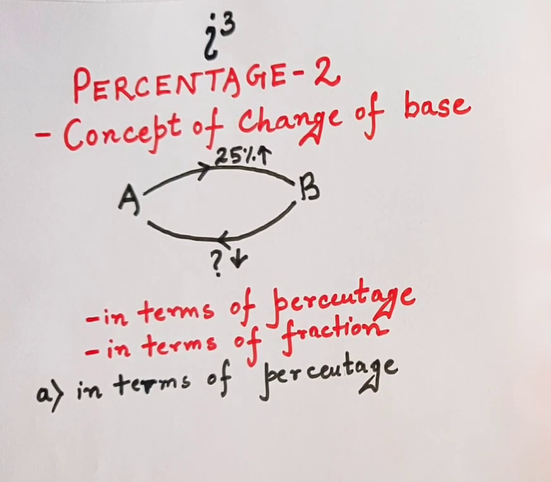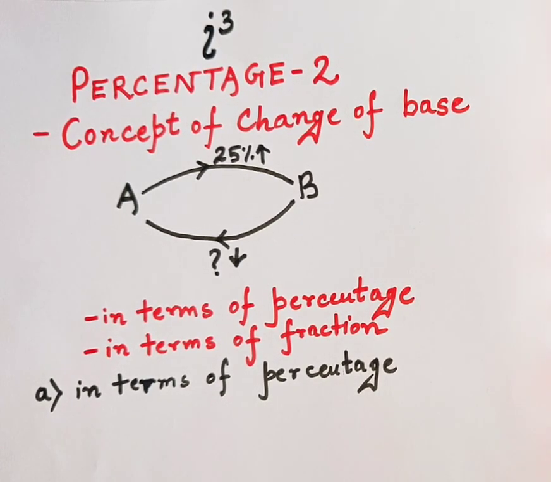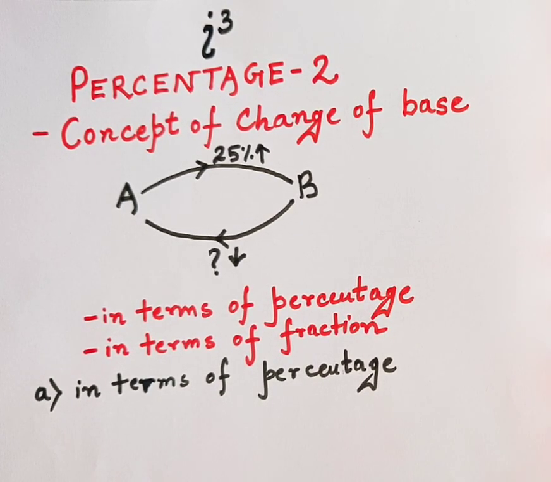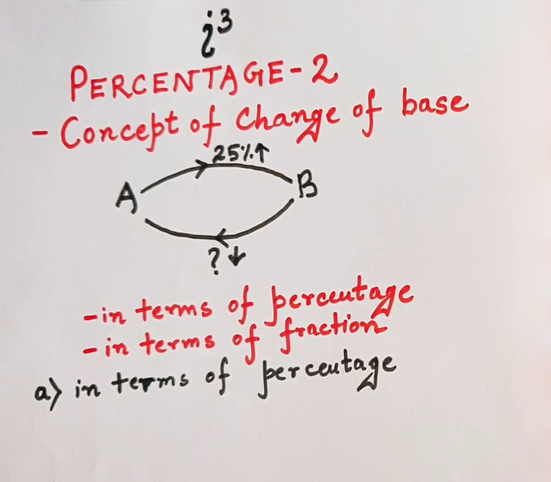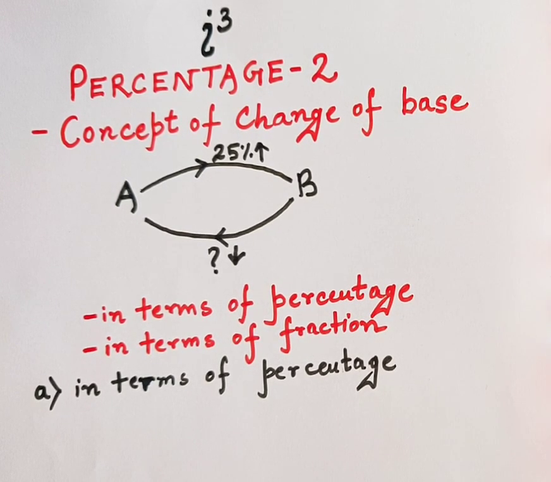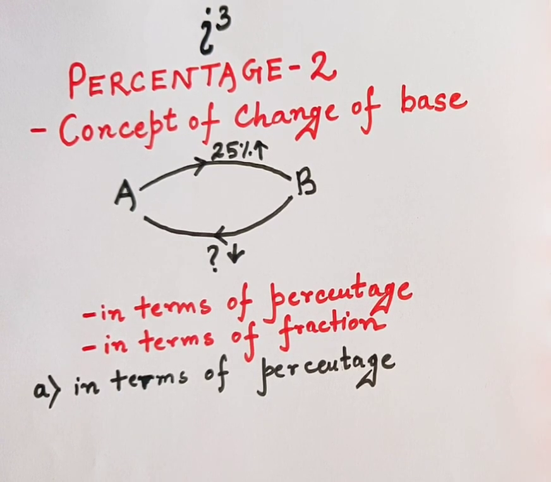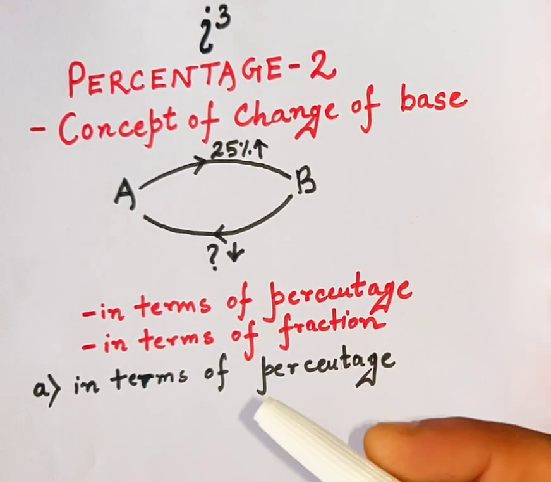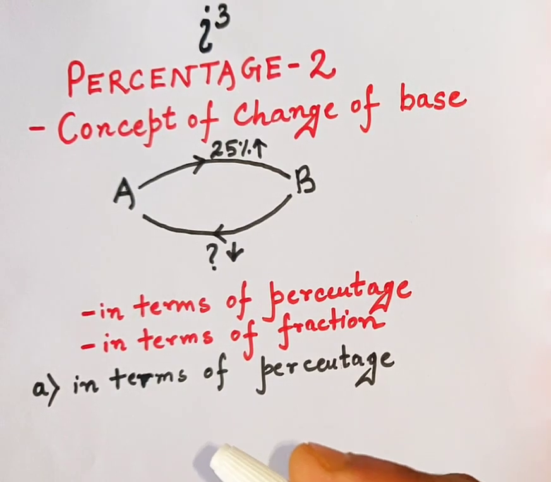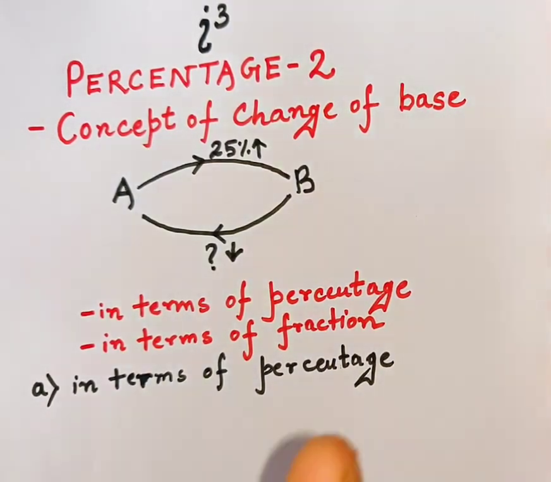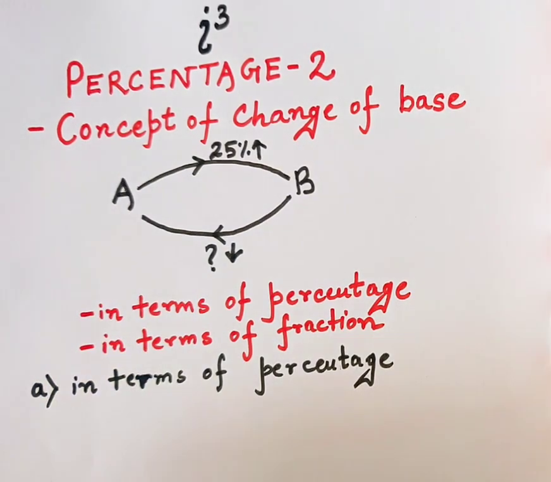In the first module we saw percentage 1, in which we learnt about the concept of percentage, multiplying factor and the concept of successive change of bases. In this module we'll learn about the concept of change of base, and in the next module we'll be solving previous year CAT, GMAT or XAT problems. So let's learn the concept of change of base.